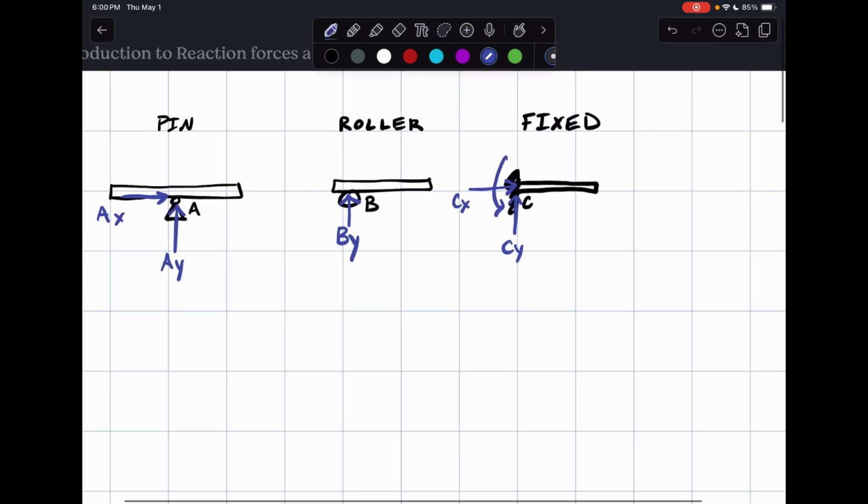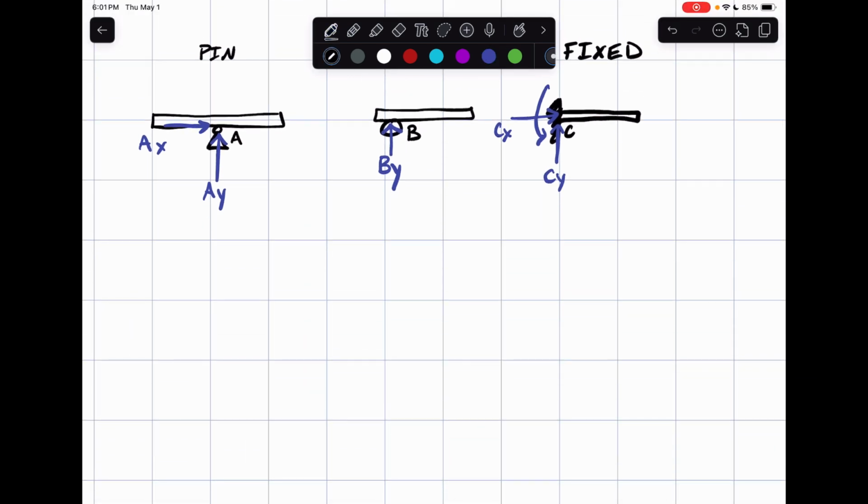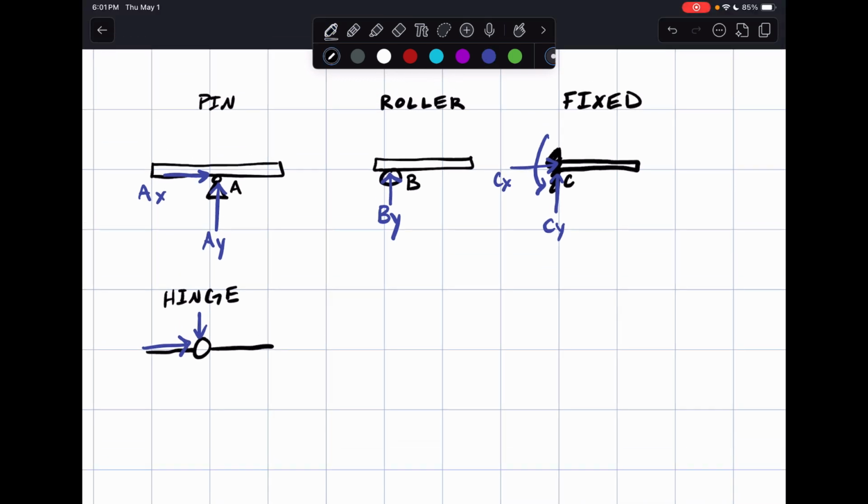Now, these are three common types of support systems. There's also others like a hinge, and the hinge also has two reaction forces. A hinge, you could think of maybe like the little ring on the lanyard. So this is our hinge, and that's gonna have two reaction forces here and here in the y and x direction.